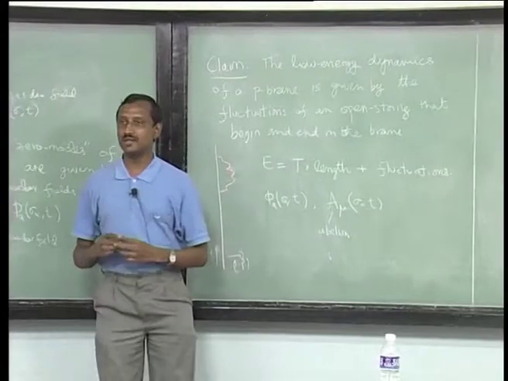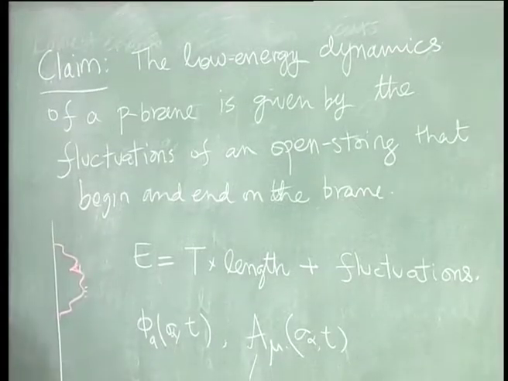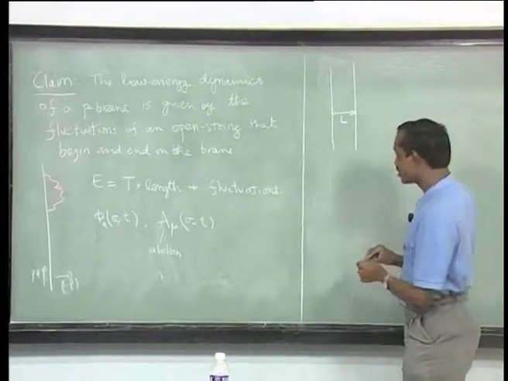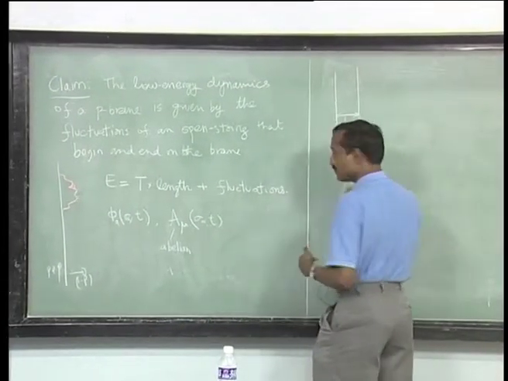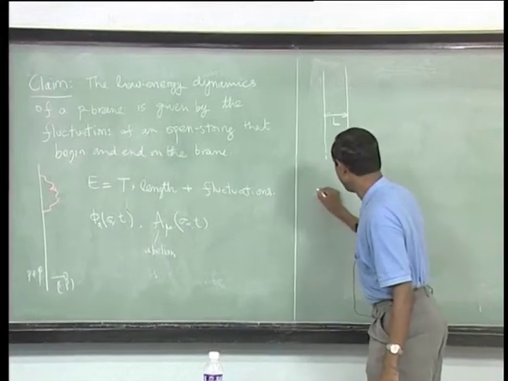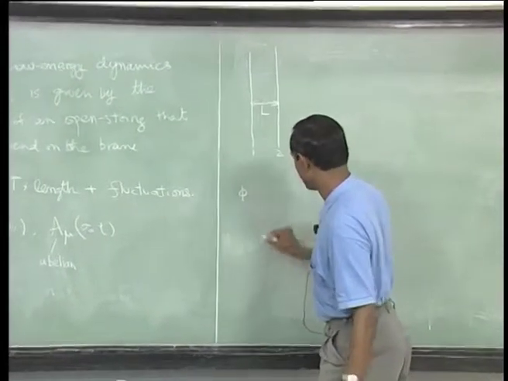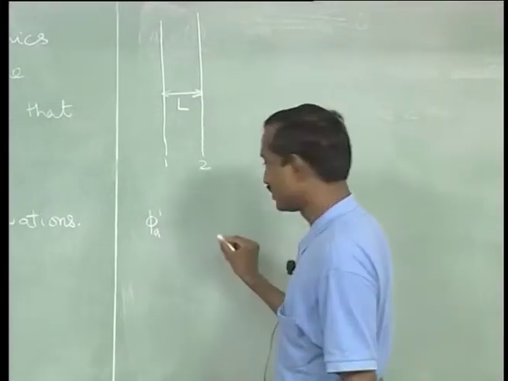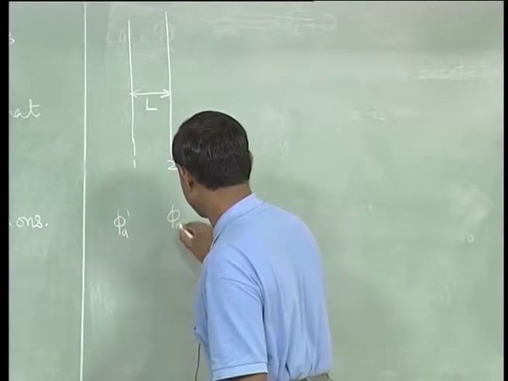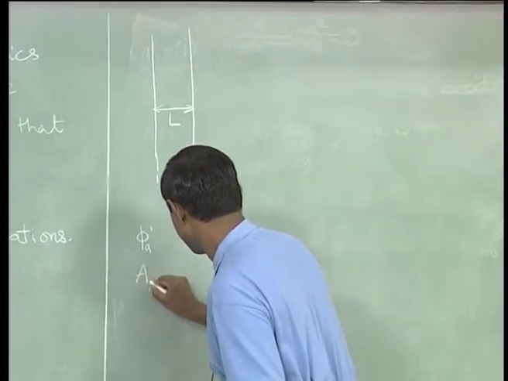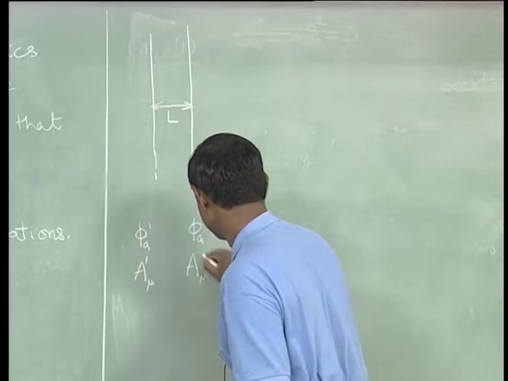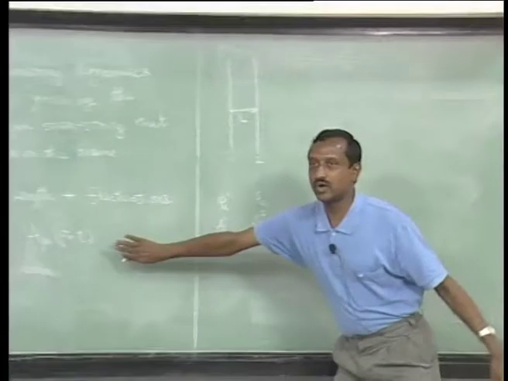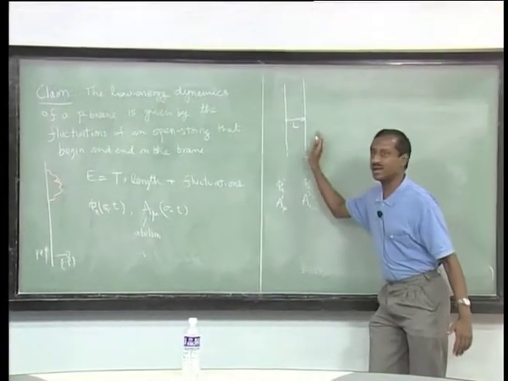But now there are two branes, so I can draw many different kinds of strings. Let us label this one 1 1. This one will give you a scalar field 1, and it will also give you a gauge field 1. So this is just extending the observation I had here to the case of two parallel branes.